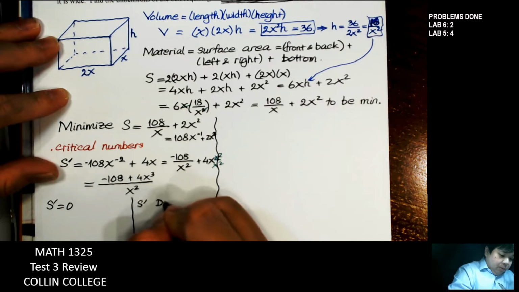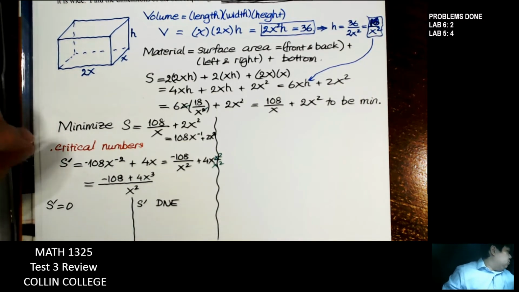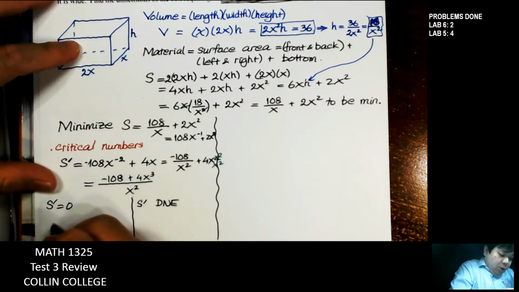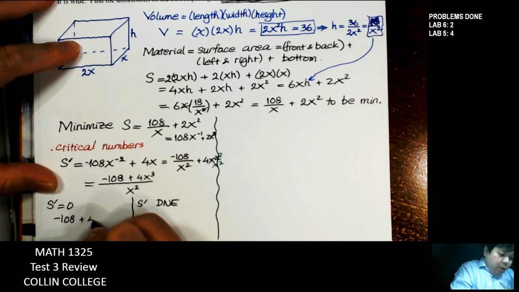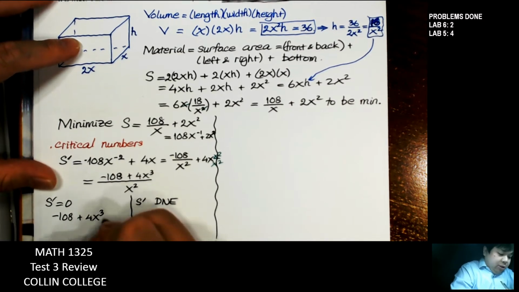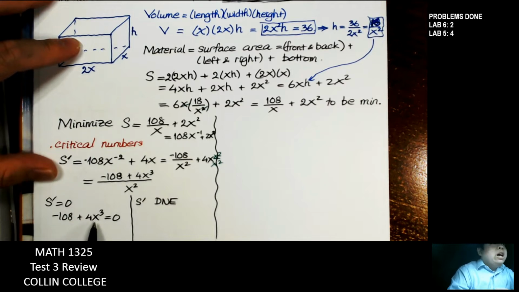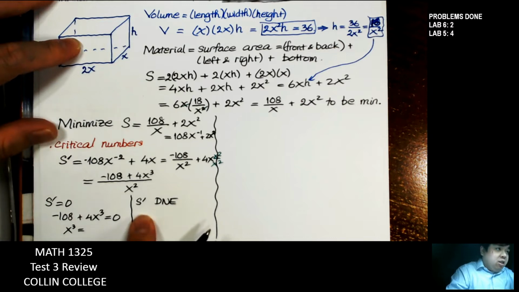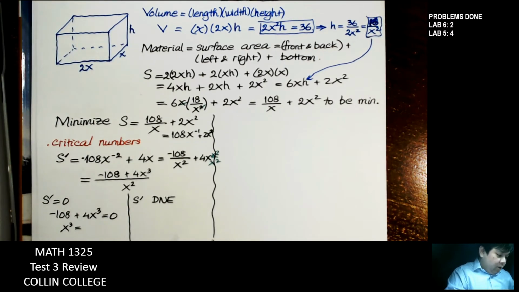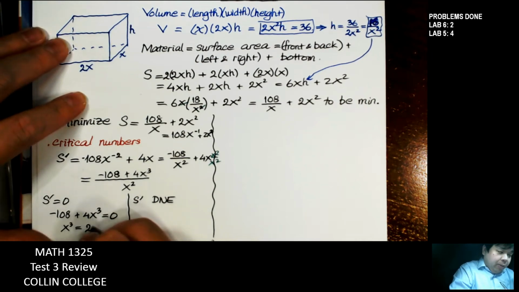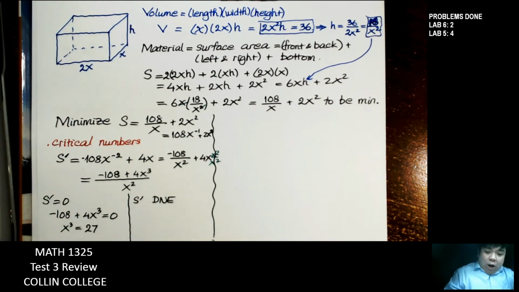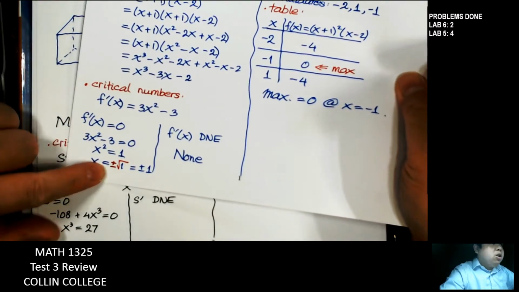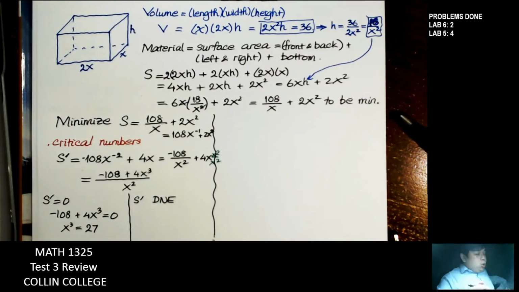Right, next. Derivative equal to 0, and derivative does not exist. So negative 108 plus 4x cubed equal to 0. We solve for x cubed. 108 to that side, divide by 4. 108 divided by 4, I have 27.